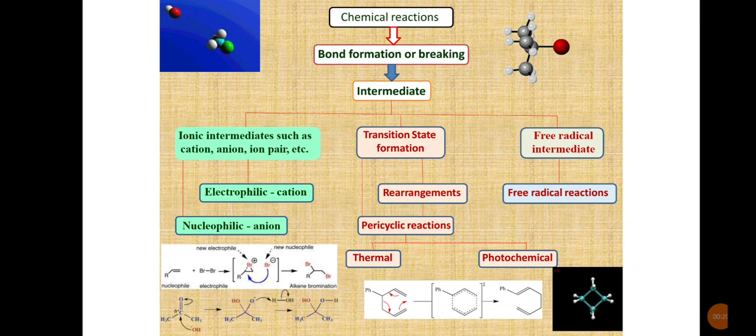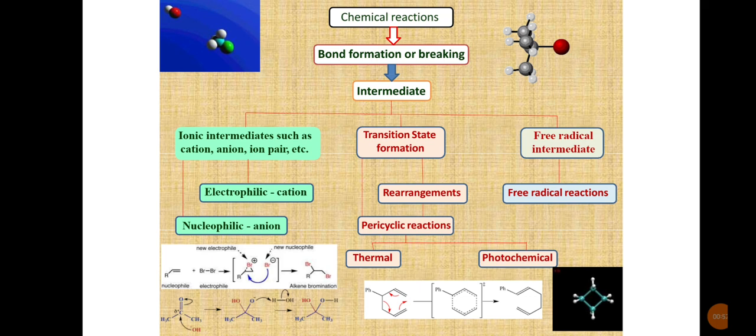The intermediates are classified into three types: ionic intermediates such as cation, anion, ion pair, etc., or transition state, or free radical intermediate. Further, the ionic intermediates are classified into two types, that is electrophilic, which is otherwise called cation, and nucleophilic intermediate, which is otherwise called anion. The transition states are involved in rearrangement and pericyclic reactions, whereas free radical intermediate is formed in free radical reactions.